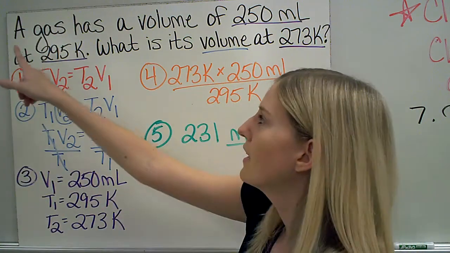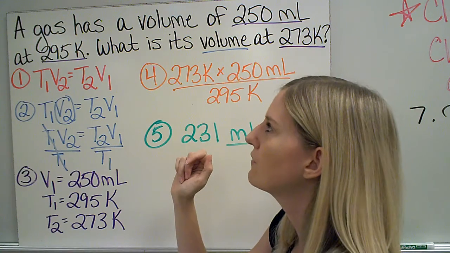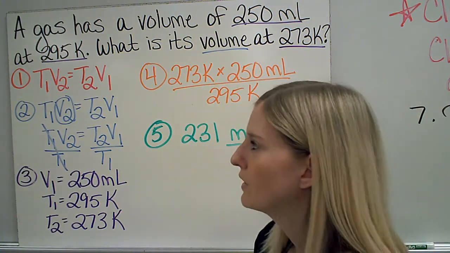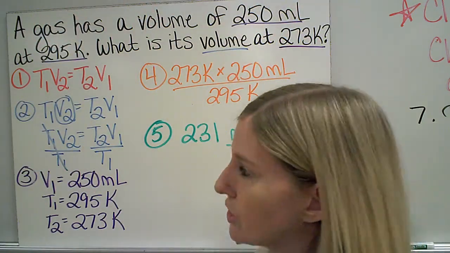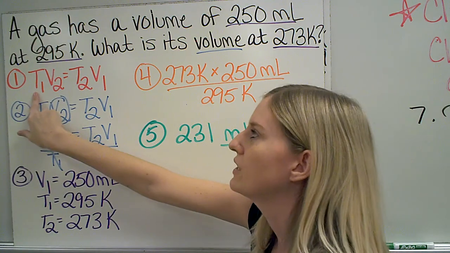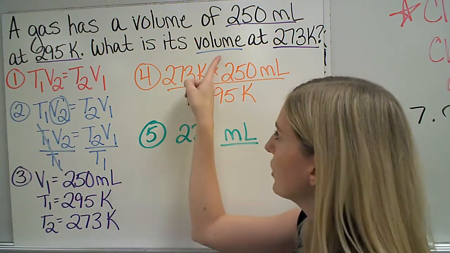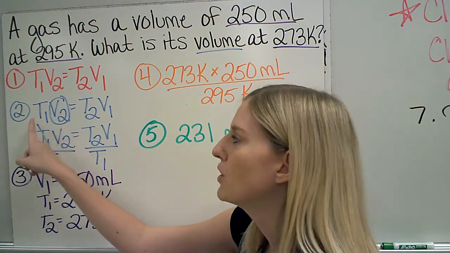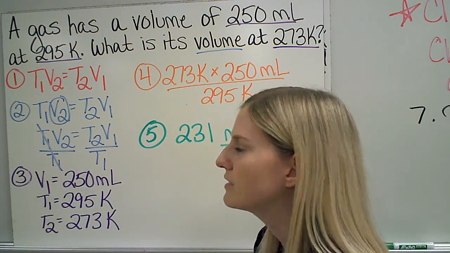So my example: a gas has a volume of 250 milliliters at 295 Kelvin. What is its volume at 273 Kelvin? First, I write my equation. All I have up here are volumes and temperatures, so this is the equation I'm going to use. Number 2, I need to rearrange it. The thing I don't know is the volume at the end, or V2. So I see it's being multiplied by T1, so I just divide by T1 on both sides to get my equation.